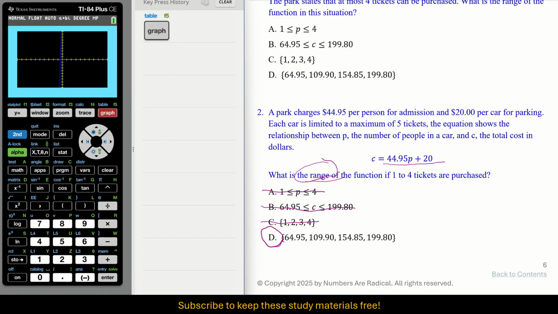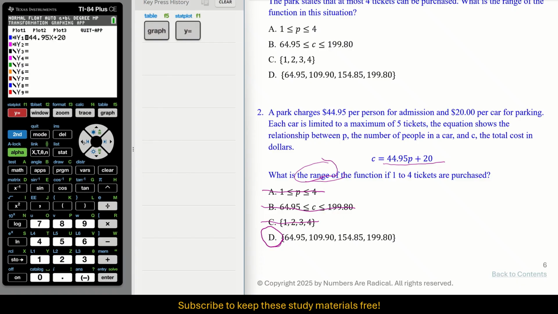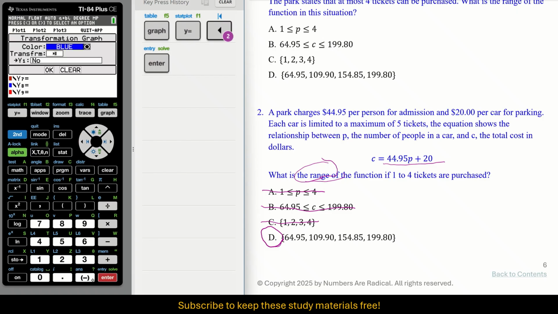Let's graph it. So you see that blue. Now remember, I don't like that blue. It doesn't show up well. So I can change the color and other things, okay? So I'm going to push enter and let's go with that.